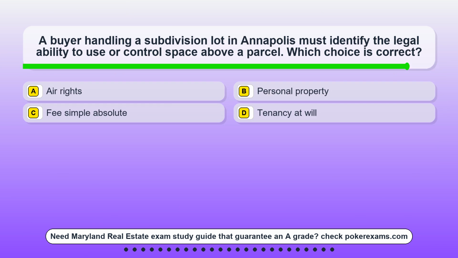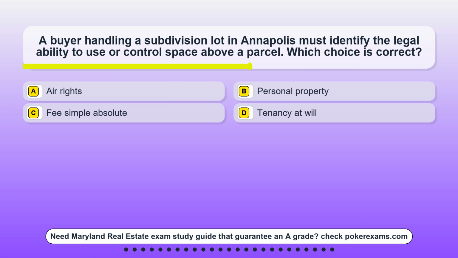Question 22. A buyer handling a subdivision lot in Annapolis must identify the legal ability to use or control space above a parcel. Which choice is correct? Option A, air rights. Option B, personal property. Option C, fee simple absolute. Option D, tenancy at will.